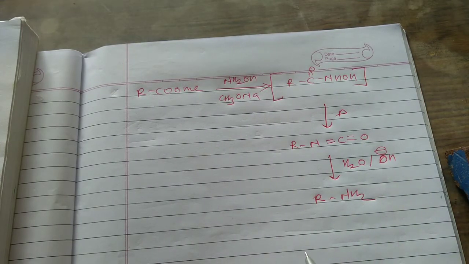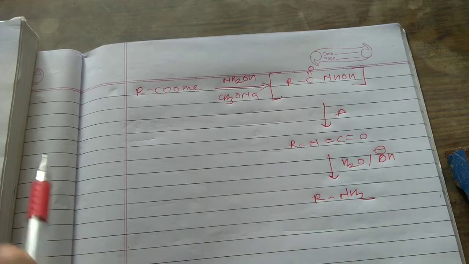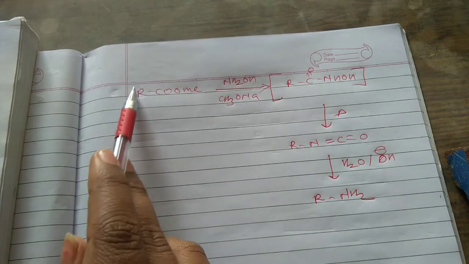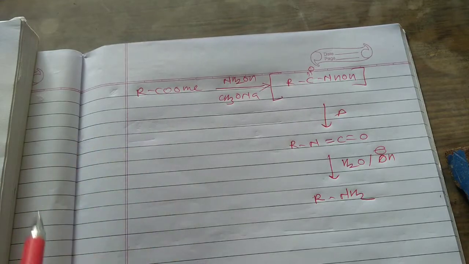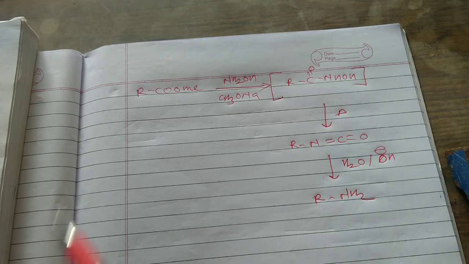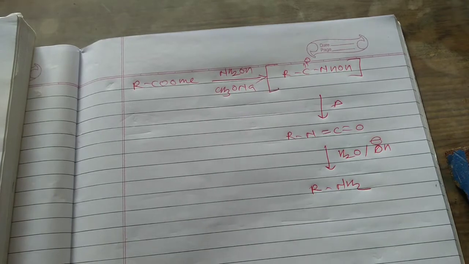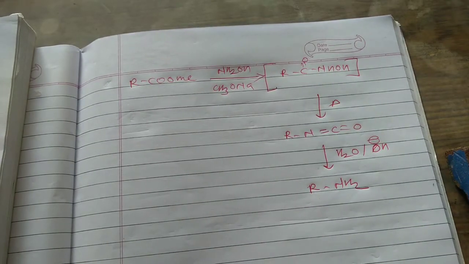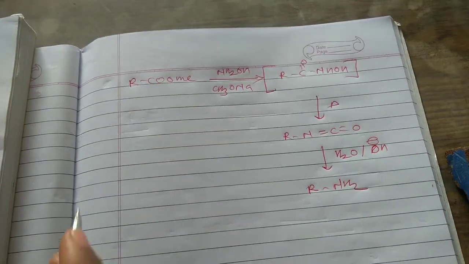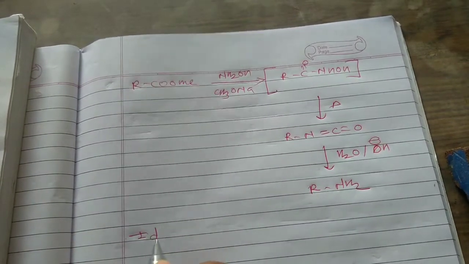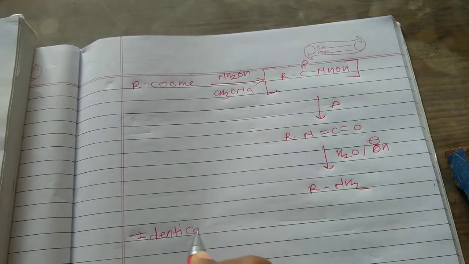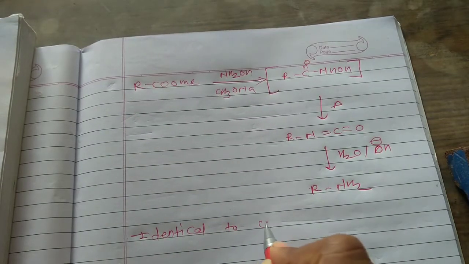The same reaction can happen if this R group contains an aryl group. That is, whenever an aromatic acid is catalyzed, there is a formation of the same product. Here the Lossen rearrangement is intramolecular and its mechanism is identical to the Curtius rearrangement.